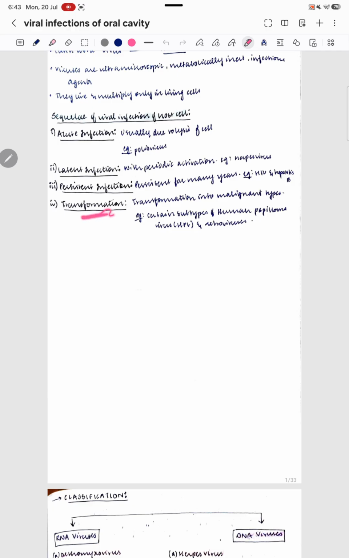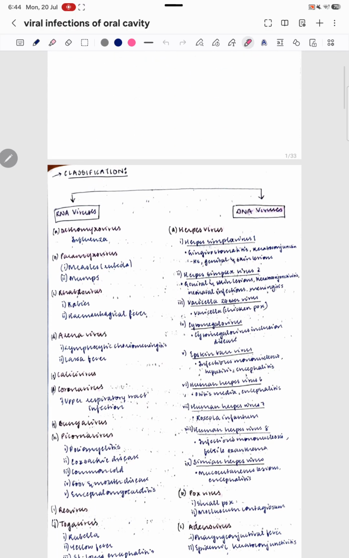Then there is transformation of a simple infection to a malignancy. There are certain examples of this: human papilloma virus and retrovirus. There are many, we will read them.